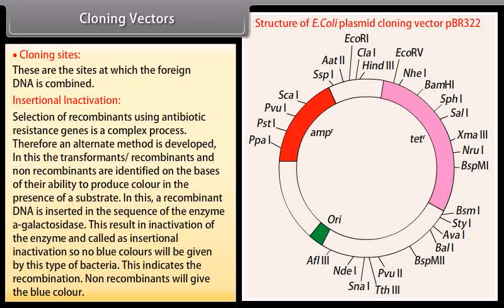In this, the transformants, recombinants, and non-recombinants are identified on the basis of their ability to produce color in the presence of a substrate. In this, a recombinant DNA is inserted in the sequence of the enzyme beta-galactosidase. This results in inactivation of the enzyme and is called insertional inactivation, so no blue color will be given by this type of bacteria. This indicates the recombination. Non-recombinants will give the blue color.